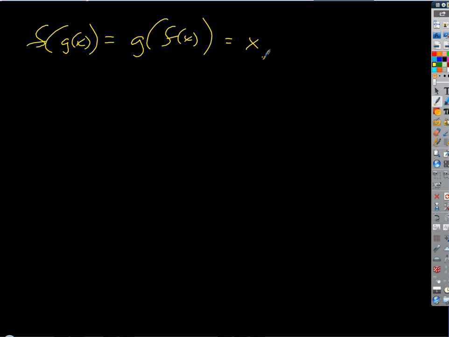Which is why x squared and the square root of x are not inverse functions. If I do the square root of x squared, that equals the absolute value of x, not x. So they're not truly inverse functions, because the square root of x is only half of a parabola. Okay, so this helps us though.